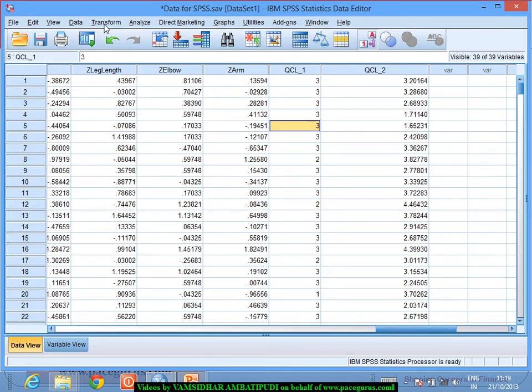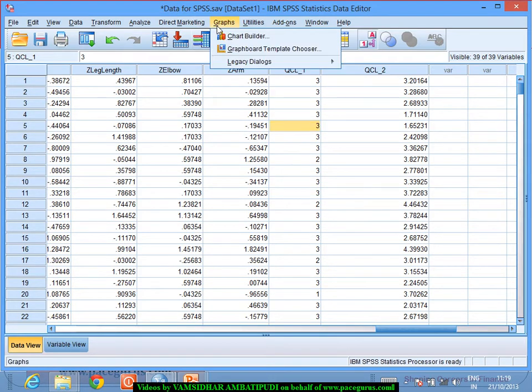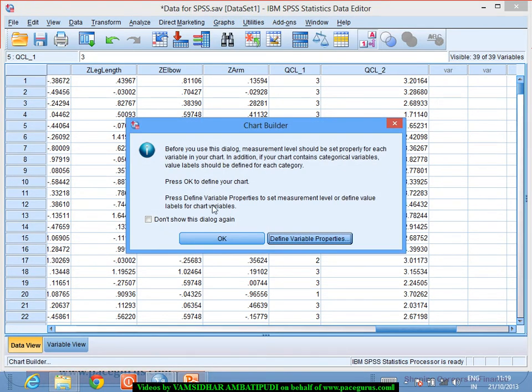So what I can do for that is I go to the Graphs. I can probably bring out the chart. So I'll go to the Chart Builder.